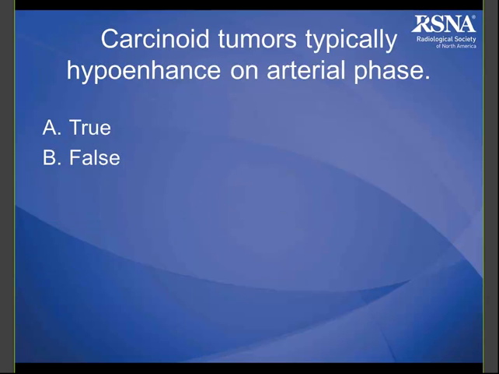Next question. Carcinoid tumors typically hypoenhance on arterial phase. Hopefully everyone got this correct, and that's false, because we know carcinoid tumors are very classically, typically arterial enhancing, and that's the big reason why our known carcinoid patients, unfortunately, do get a lot of CT scans every 4 months or every 6 months, depending on their time of diagnosis or where they are in their treatment.